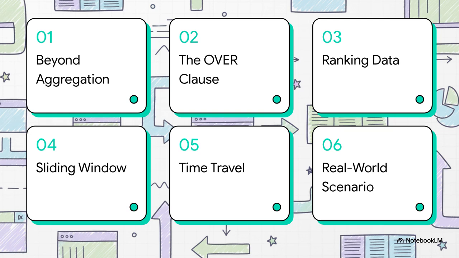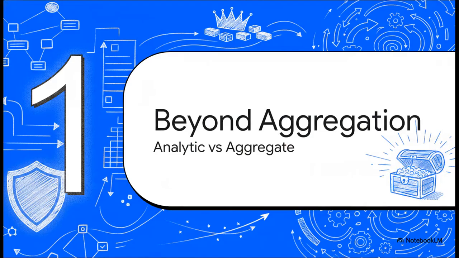To figure that out, here's our roadmap for today. We're going beyond basic aggregation, checking out the magic OVER clause, ranking data, mastering the sliding window, doing a little time travel with LEAD and LAG, and finishing up with a real-world scenario. Section 1. Beyond basic aggregation.